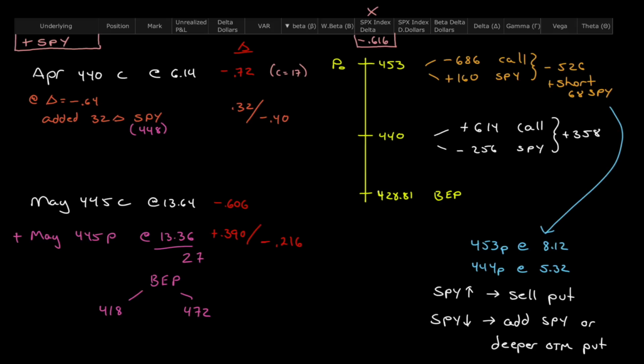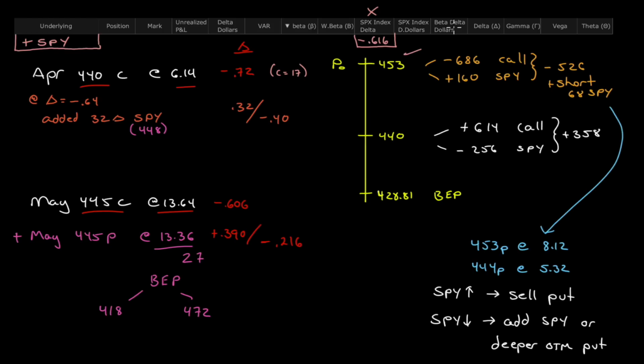All right, on this screen, I'm going to give you some idea of how I manage a position. And what I've got open is a number of calls, but we'll just look at this in terms of one call. But I've got some 440 calls that were sold at 6.14. These are April 440 calls. And I also have some May 445 calls that I sold at 13.64, with the index, the ETF sitting very close to 453.